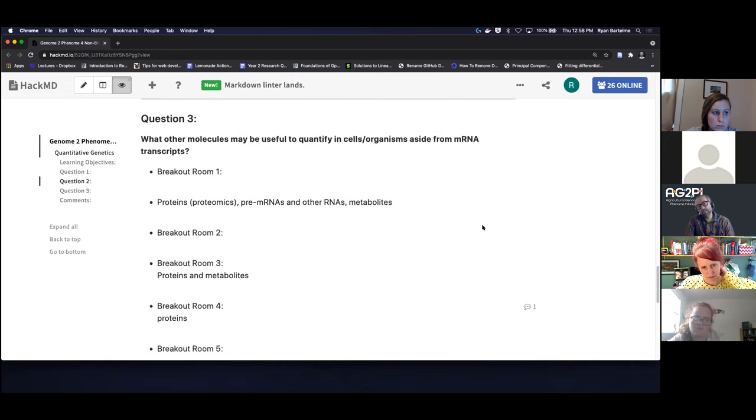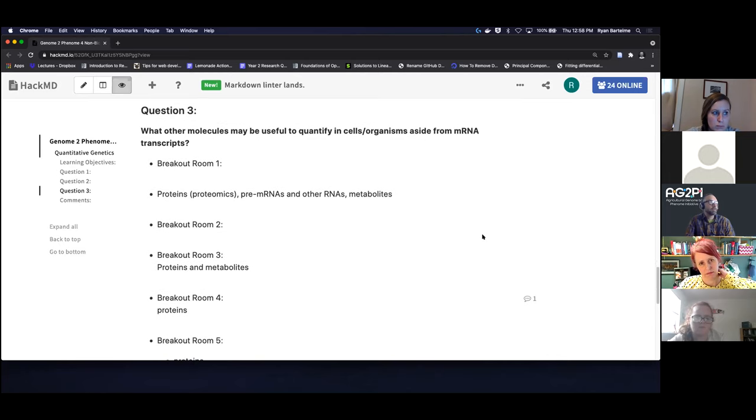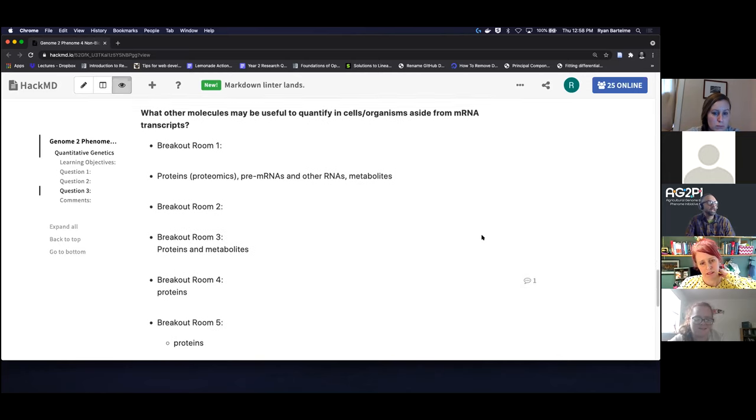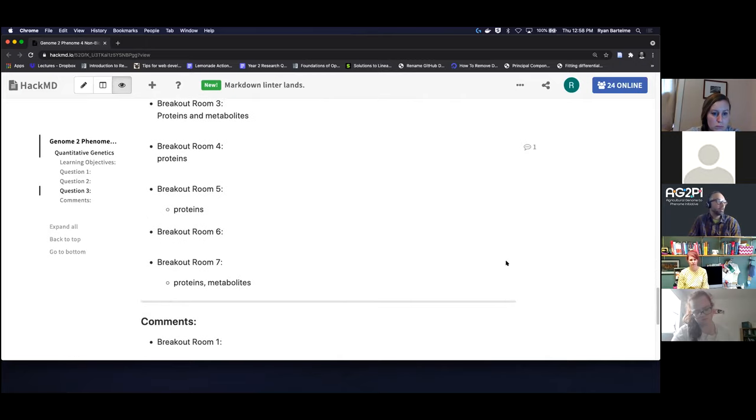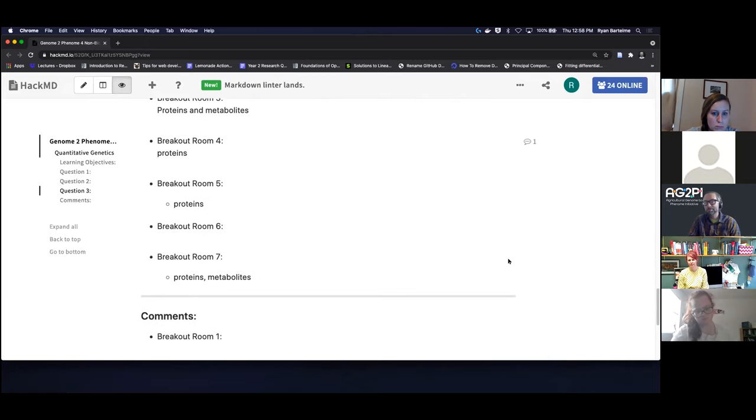And like I said at the beginning of this, question three is more of a lead-in for next week. And I think everybody kind of nailed the answer. It's a lot of proteins, different messenger RNAs and other RNAs, metabolites. Metabolites is a really big one, especially for networks. It gives you interactions between organisms. Proteins, metabolites. Everybody got that one correct.